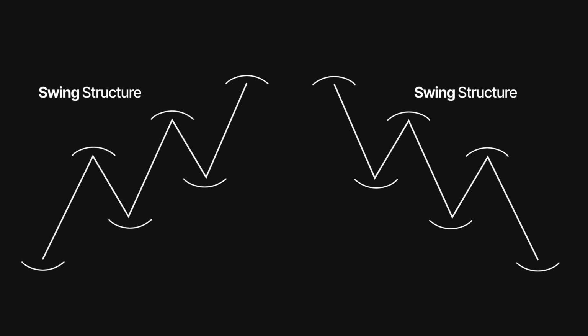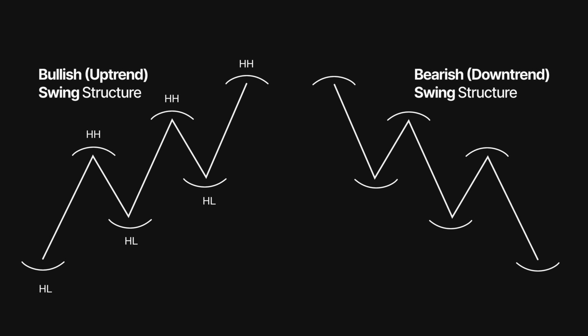So let's start with the first component, which is market structure. I focus primarily on swing structure because this is the strongest and clearest form of structure you have. As you can see, we have bullish and bearish swing structure. This tells us what the market direction of the current trend is. We can identify this by looking for swing highs and lows in the market, as we can see here. So we know we are in an uptrend when we have higher highs and higher lows, and we know we're in a downtrend when we have lower lows and lower highs.